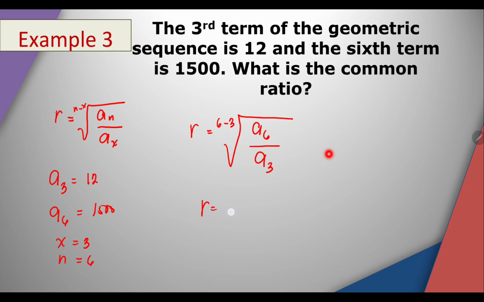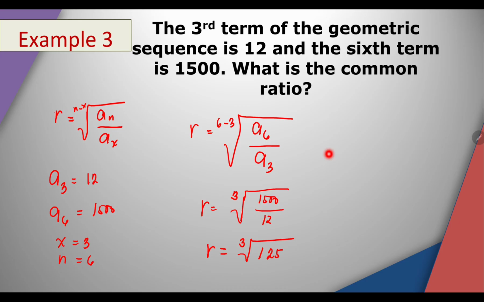So the common ratio, you now substitute a sub 6, which is 1,500, divided by 12. Oops, let's not forget 6 minus 3 is 3, so the root is a cube root. And what do we get when we divide 1,500 by 12? We get 125. We get the cube root of that.